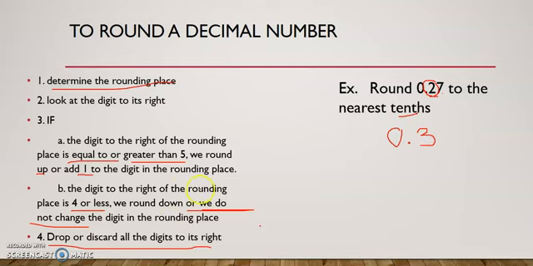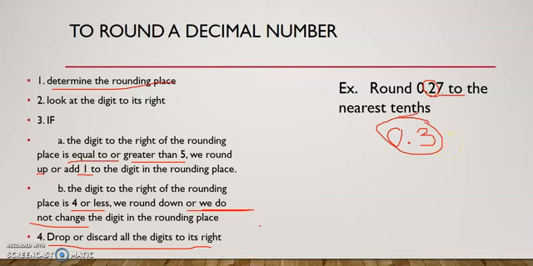And then, the last part is you have to drop or discard all the digits to its right. Lahat ng digit na nasa kanan, you have to discard everything. So, tatanggalin mo lahat yan. Kaya, if you round 27 hundredths to the nearest tenths, you're going to get just 3 tenths.